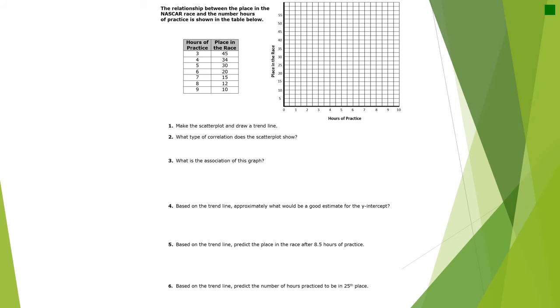The relationship between the place in the NASCAR race and the number of hours of practice is shown in the table below. So let's plot these points. At 3 hours, the place is 45th. So at 3, we go up to 45. At 4, we go to 34. At 5, we're at 30. At 6, we're at 20.